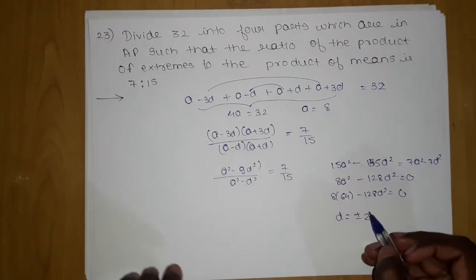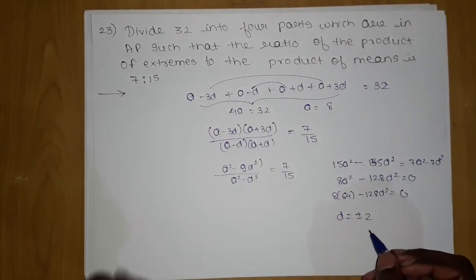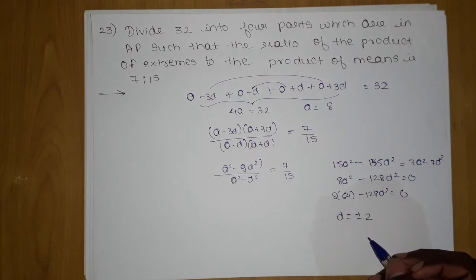So when you use this d for plus 2 you will get one series, and for minus 2 you will get a different series. So these are the answers.